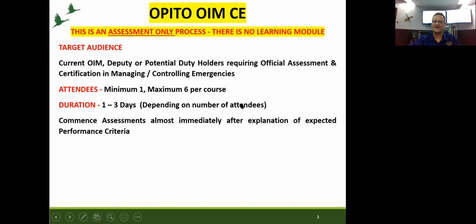The duration of any of these programs depends heavily on the amount of people attending. 1 or 3 days up to 3 days for the OEMCE. It's important to remember for the OEMCE, we commence the assessments almost straight away. We go through the assessment criteria, the performance criteria, of course, when we welcome the attendees in.